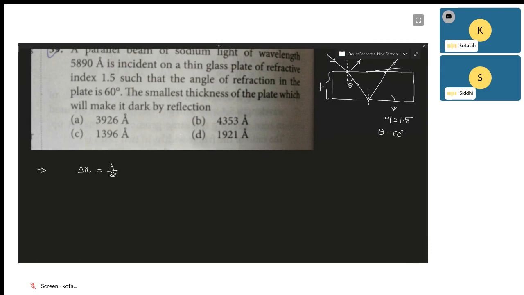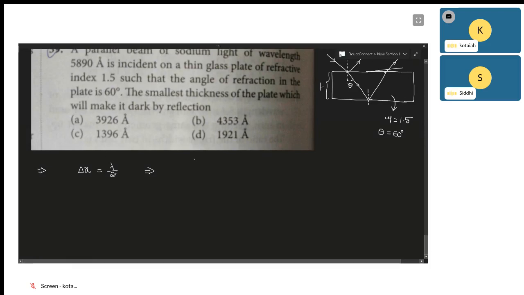Now, there is one derivation for this. It will take around 10 minutes to explain the derivation. If you want the derivation, I'll explain. For now, I'll give the equation. If you don't understand, I'll explain the derivation later.